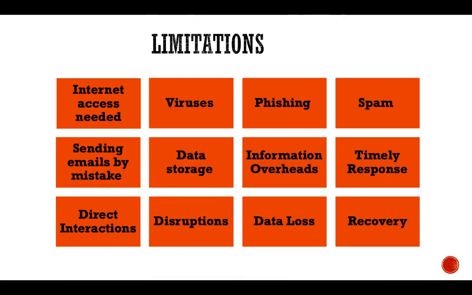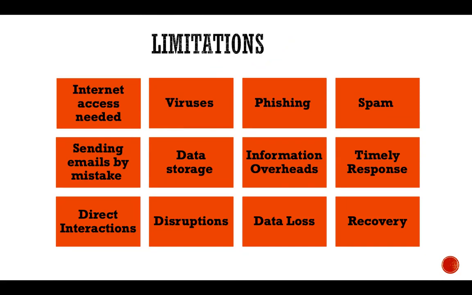But no doubt, like everything else, it has some limitations. The first thing is that internet access is needed. If there is no internet, you cannot contact the other people. It is prone to viruses as everything is online. Phishing means sending an email to a user falsely claiming to be a legitimate company to scam the user into providing information, such as personal information and bank account numbers, on a bogus website. The details will then be used for identity theft. Then we have spam, that is the junk mail, where you have so many emails.